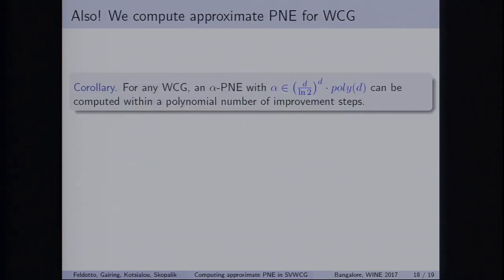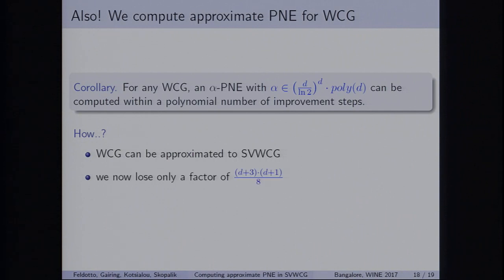Apart from the Shapley value weighted congestion games, we also use our results to compute equilibria for the weighted congestion games with proportional sharing. So we actually show that an alpha approximate equilibrium in this order as well can be computed within a polynomial number of improvement steps. And how do we do that? Now we approximate the weighted congestion games by the Shapley value weighted congestion games instead of the psi games of the previous paper.